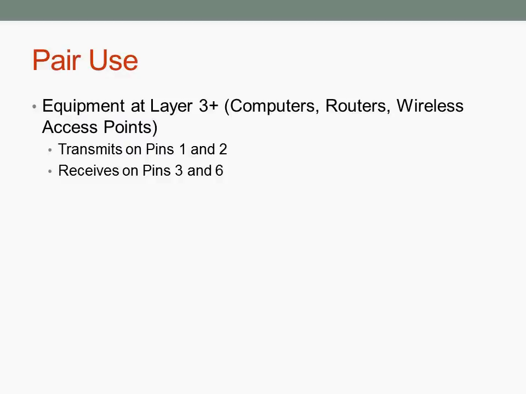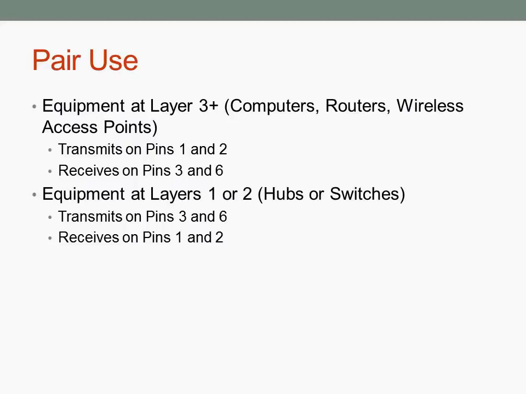Now, obviously, if you want to connect these devices to, say, a switch or a hub, you'll need to make sure that the device on the other end, that is the switch or the hub, is receiving on pins 1 and 2 and transmitting on pins 3 and 6. Otherwise, you wouldn't be able to communicate with it. So that's exactly the behavior we see.